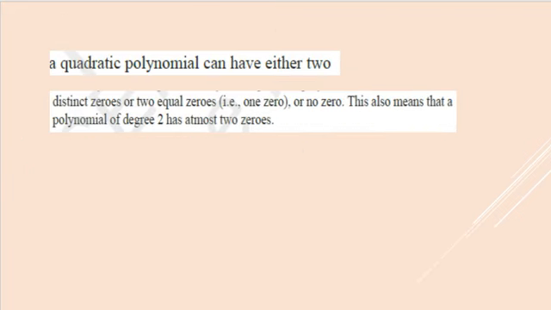In the next slide you can see: a quadratic polynomial can have either two distinct zeros or two equal zeros, that is one zero, or no zero. This also means that a polynomial of degree 2 has at most two zeros. It will have no zero or one zero, based on the case, that is, which type of quadratic polynomial is given. Right?